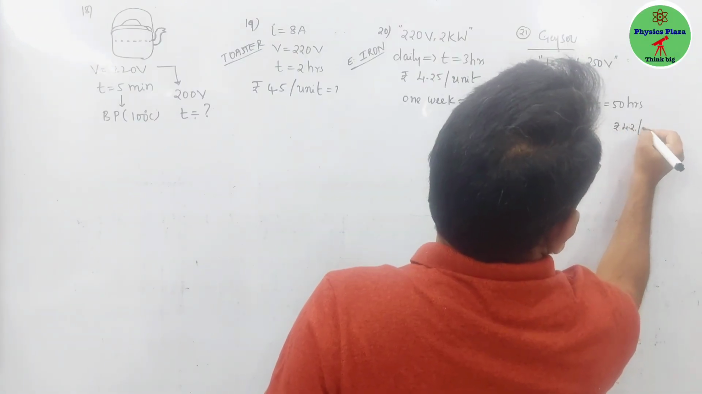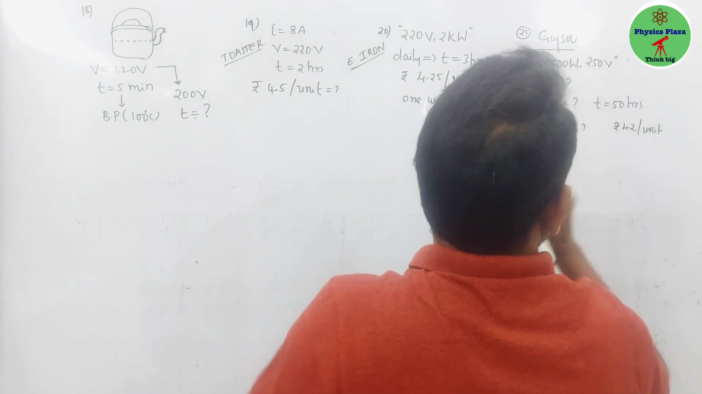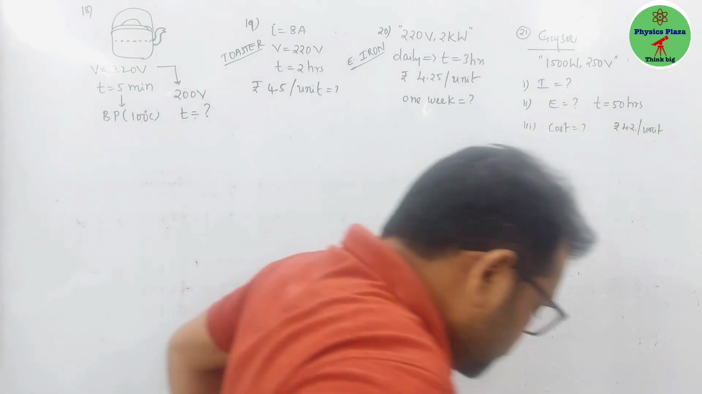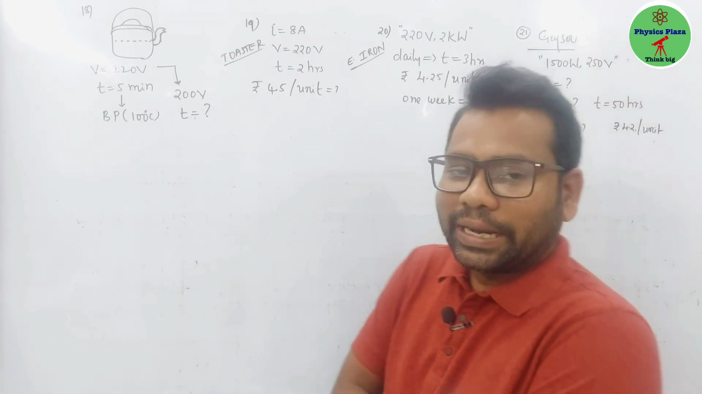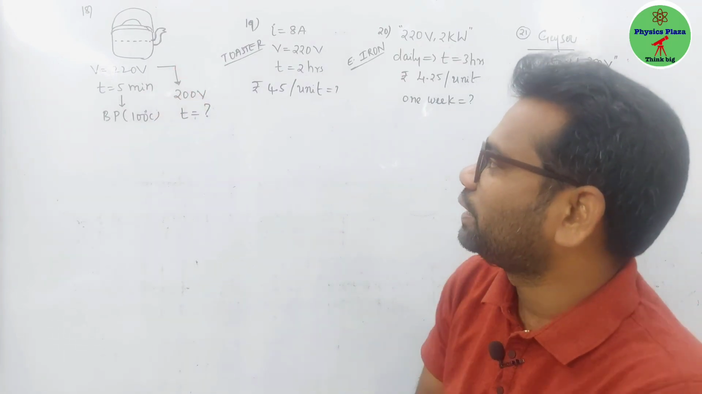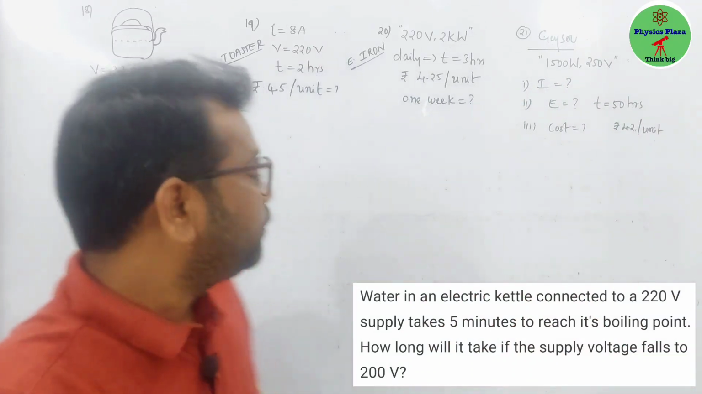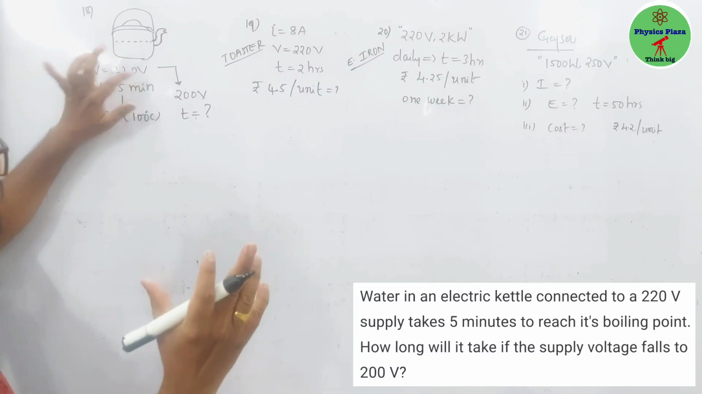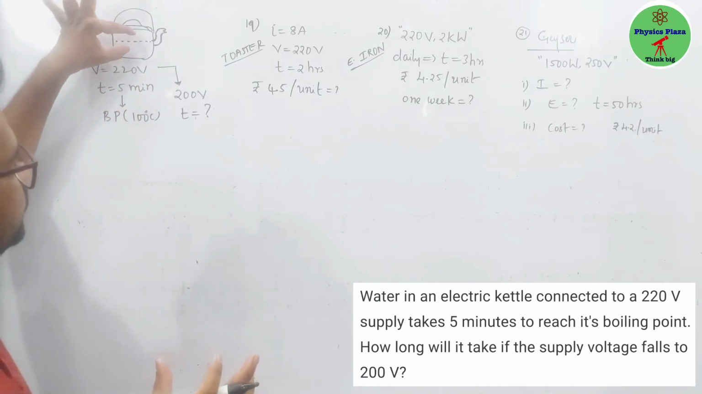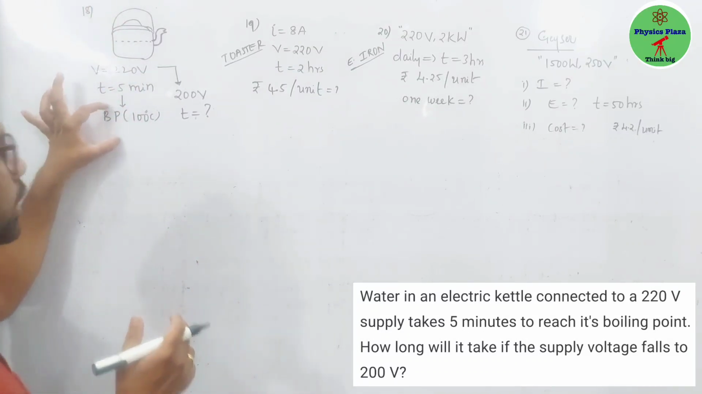$4.2 per unit. Then we need to calculate the total cost. Fine. So comes to the children, numerical 18. It is given that electric kettle, just think that it is a normal kettle. So children, when this electric kettle is connected to the 220 volt power supply, in 5 minutes, the water which is taken inside is reaching its boiling point.